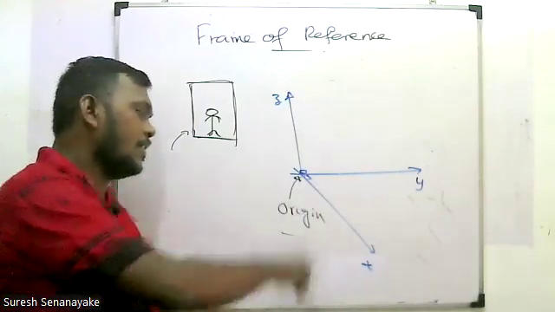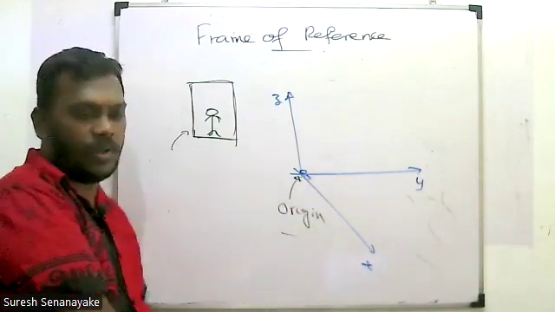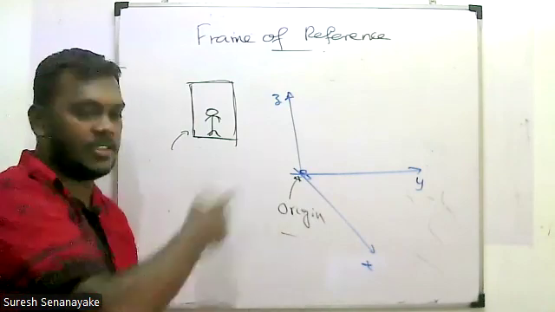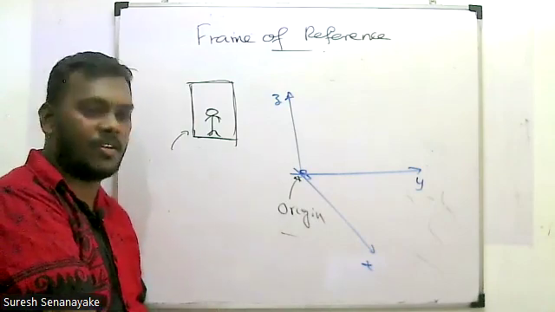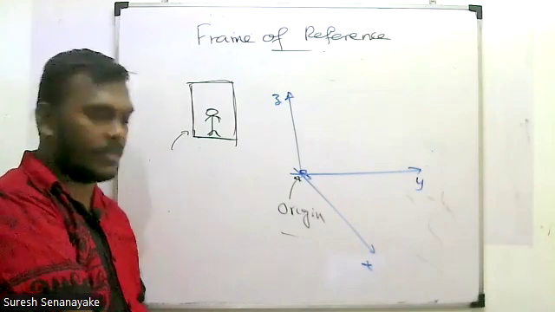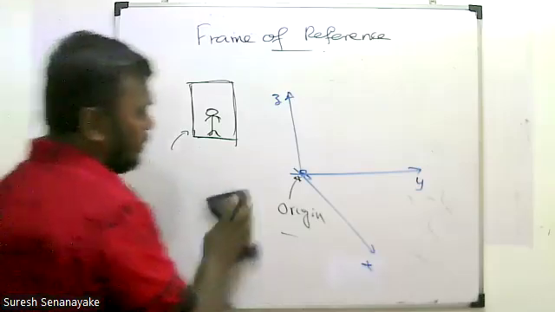In one-dimensional motion, we consider only one axis. In two-dimensional motion, we consider two axes. And in three-dimensional motion, we consider all three. Other than this, there is a polar coordinate system and also a cylindrical coordinate system. And there are two different types of frames of reference.